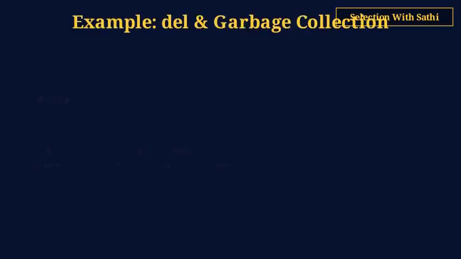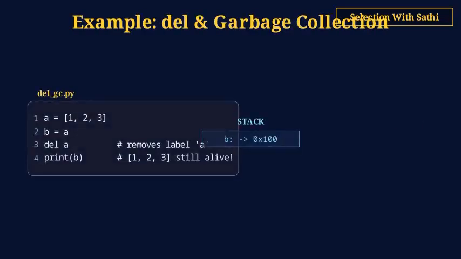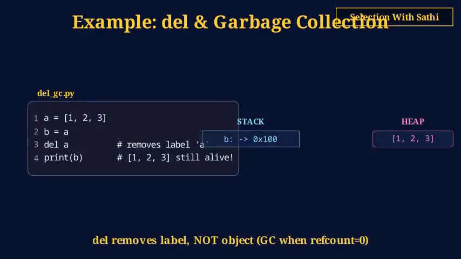del and garbage collection. a = a list [1, 2, 3]. b = a, both labels point to the same list. del removes the label a, not the list object itself. b still works because the list has one remaining reference. Python's garbage collector only destroys an object when all references to it are gone.